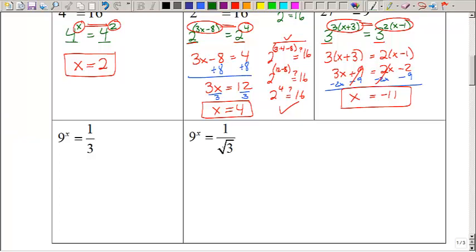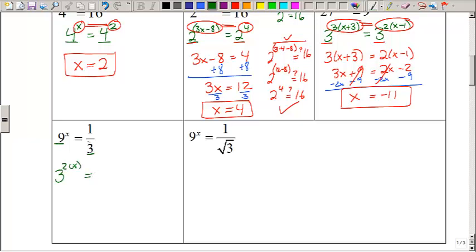So let's look at our two bases that we have here. We have a base of 9, and we have a 1/3 on this side. So whenever I have a 1/3, the 3 is going to be my base, not necessarily the 1. So the base here I'm focusing in on as the 3, the value other than 1. Both 9 and 3 can be rewritten with a common base of 3. So 9 is going to be 3 squared. We still have the x.